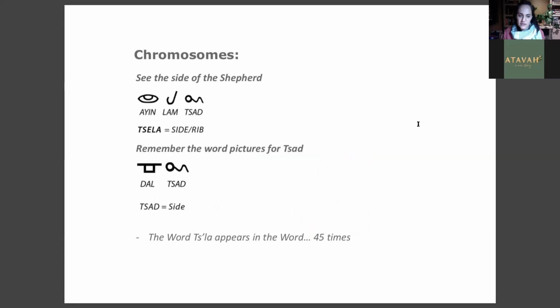So this word rib, just to refresh your memories, the word tsela that I'm talking about here is the word for side or rib, the place where Abba took out of Adam's side. He used his rib to create Eve, and it is used 45 times. And I'm just like, what?